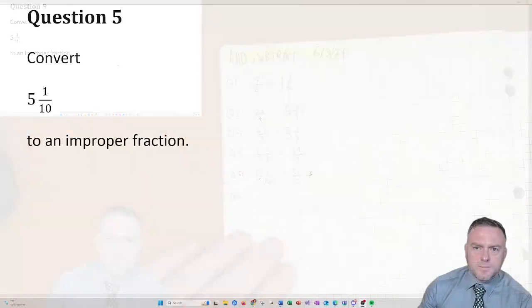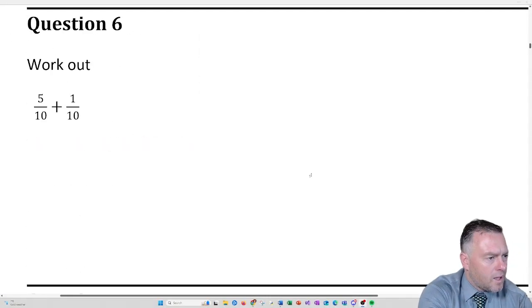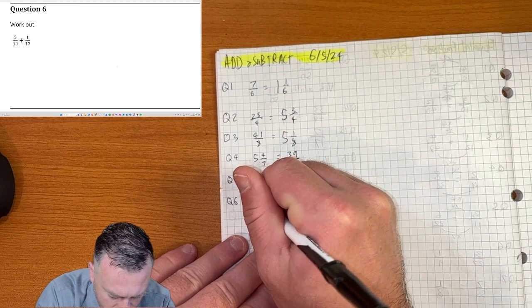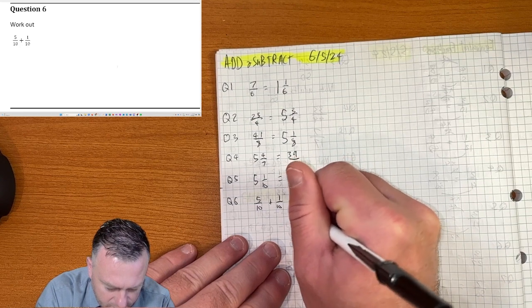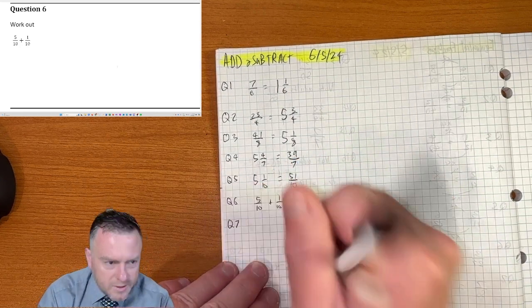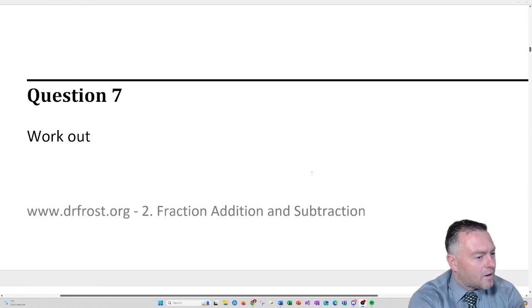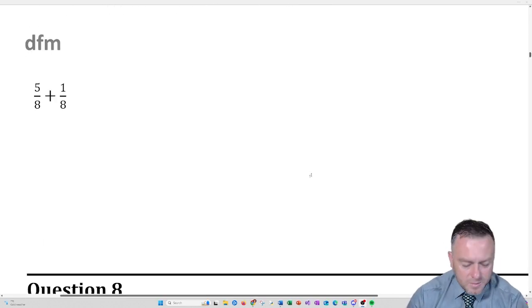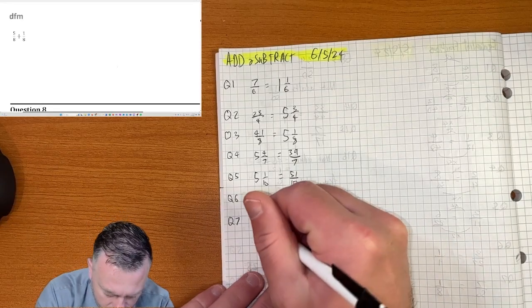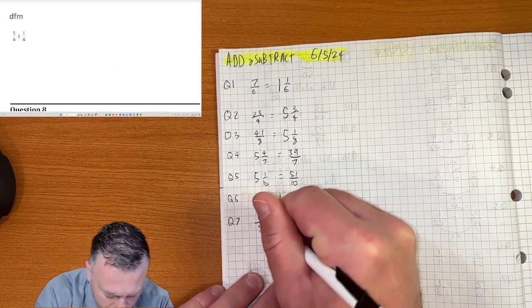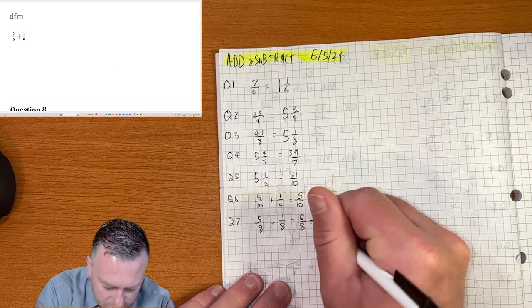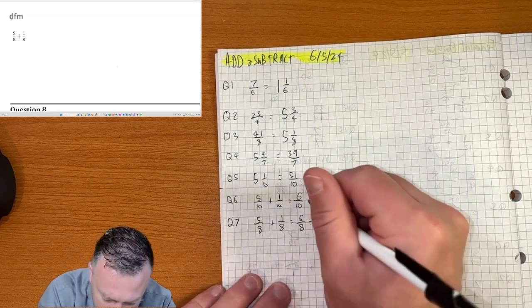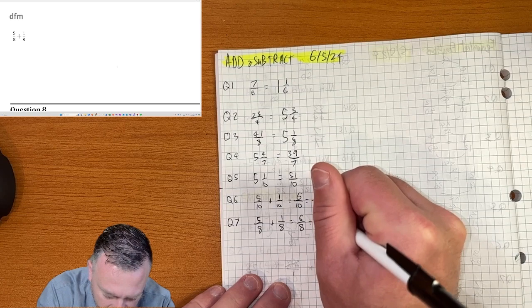Question 6. Work out 5/10 plus 1/10. So 1/10 gives us 6/10. Question 7, because the denominator was exactly the same, we just need to add the tops together. So 5/8 plus 1/8 equals 6/8, which can reduce down to 3/4. And the same back here, it can go down to 3/5.